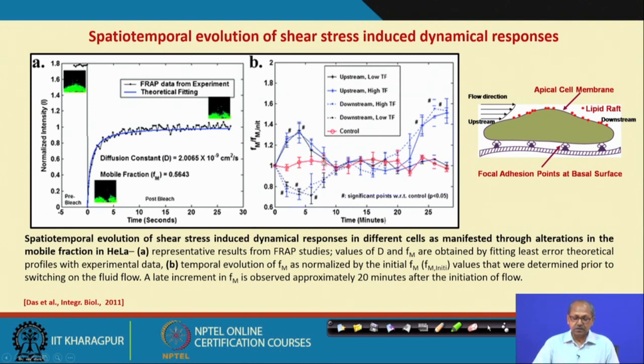We are taking control cells where no fluid flow is there. This is represented by the red line, and this blue line particularly says upstream where there is high traction force, and the dotted blue line is downstream. If you compare within 5 minutes, there is a huge difference with respect to control cells between the upstream and downstream positions in the mobile fractions, which indicates the fluidity of the membrane. Temporarily, fluid flow influences the membrane fluidity upstream and downstream, and as time goes on, at 20 minutes there is not much difference with respect to control, but after 20 minutes the difference arises again.